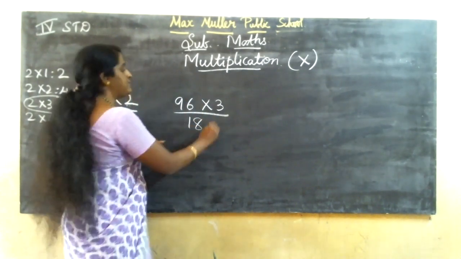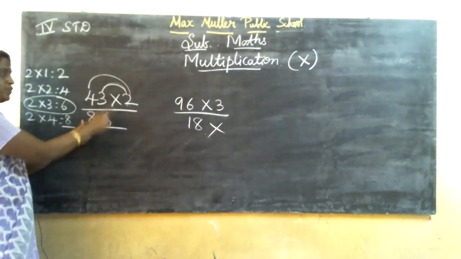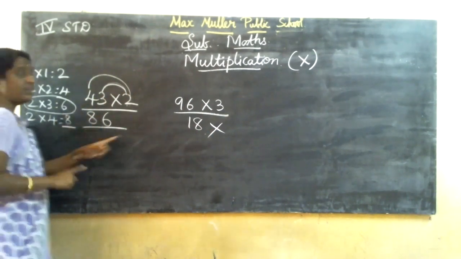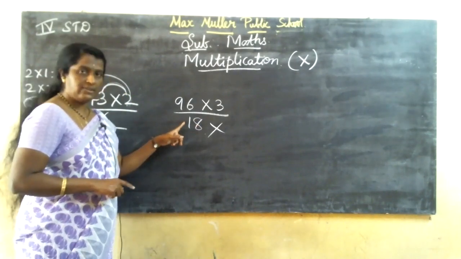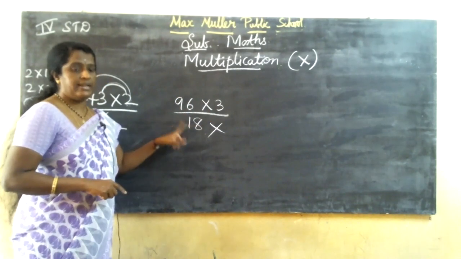If you write like this, it is wrong. See here, 1 digit came, so you wrote the direct answer. 2 3s are 6, here 1 digit. Here 2 digits are there. If it is 2 digits, the answer is not directly correct, 18. 3 6s are 18. But you should not write the direct answer.